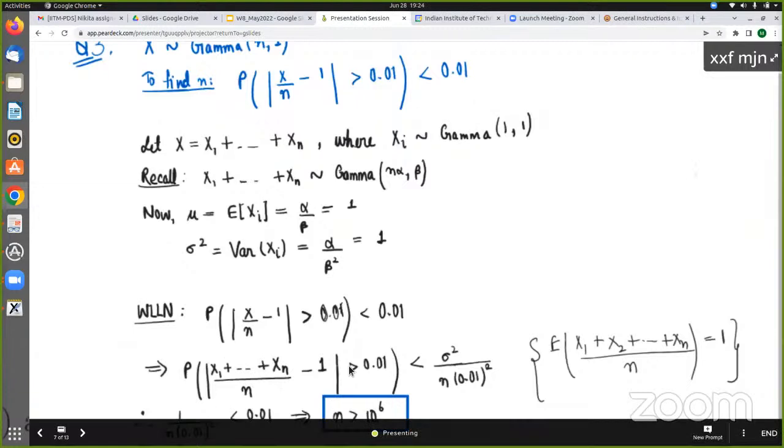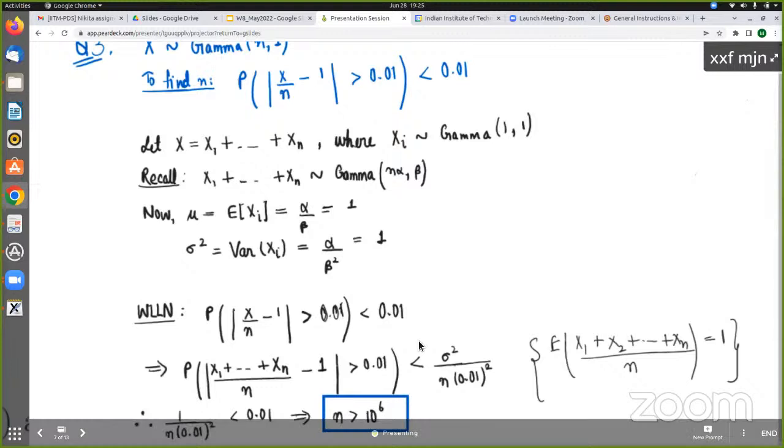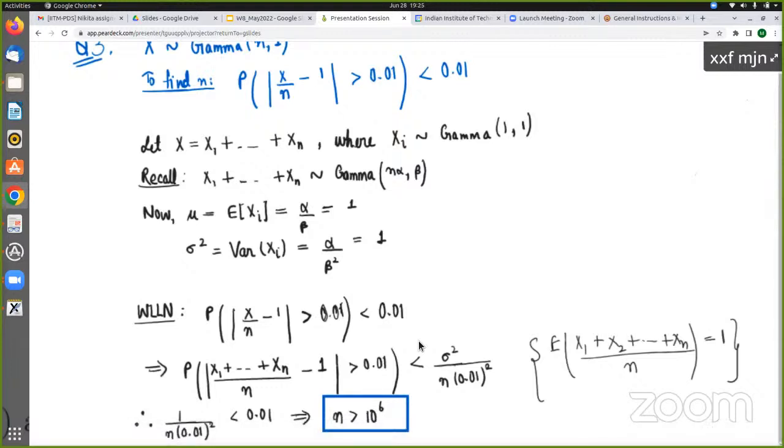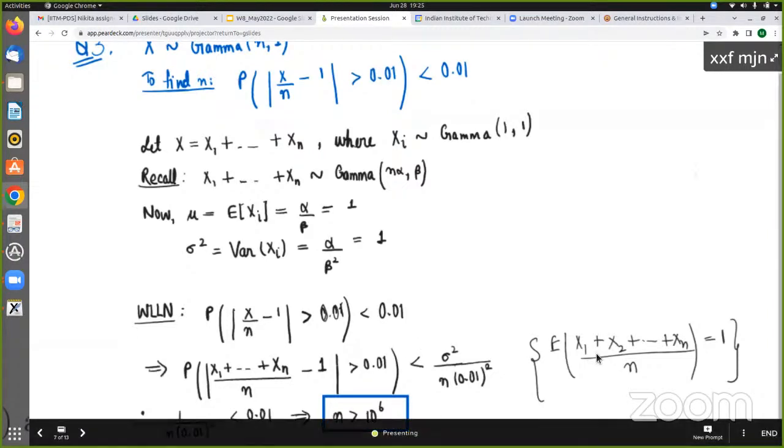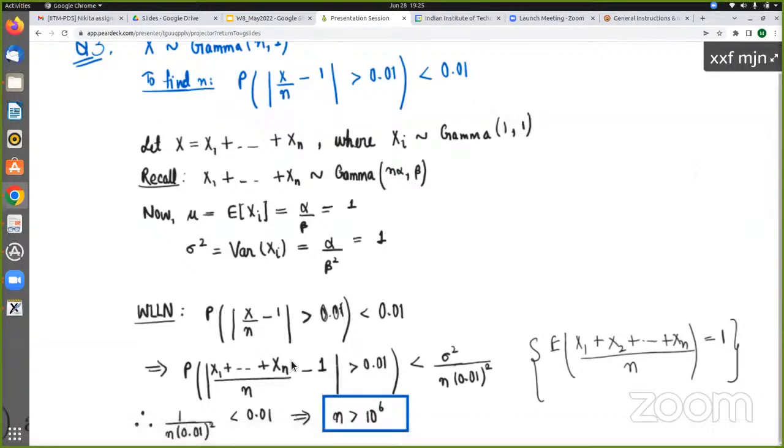Now this problem is similar to what? The probability that mod of X by n minus mu is greater than delta is less than sigma square by n delta square. This line is from the weak law of large numbers. So what is the weak law of large numbers? The probability that mod of X minus n mu is greater than delta is less than sigma square by n delta square, right?